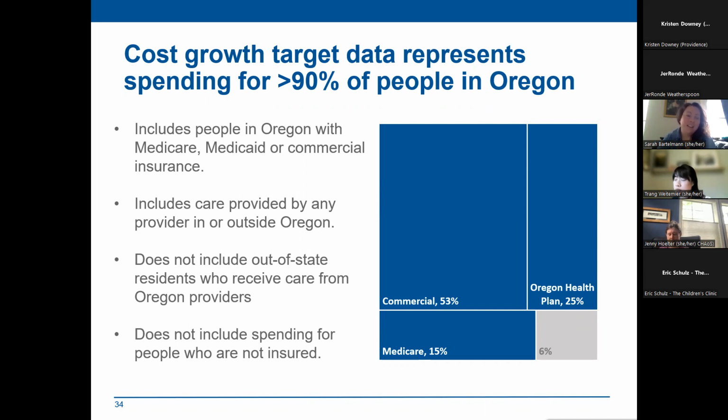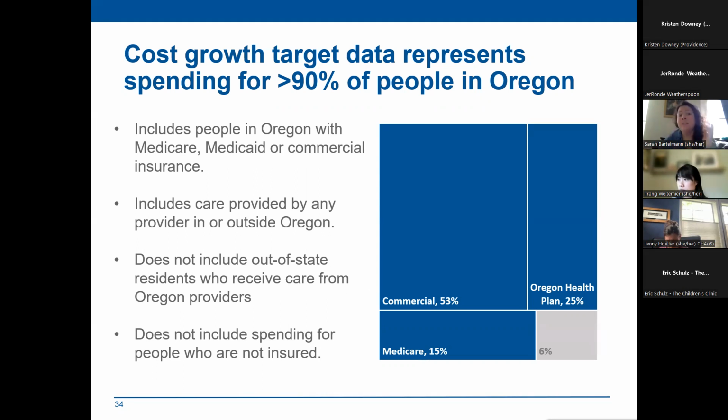So if someone lives in Oregon, has Medicaid, Medicare, or commercial insurance, all of their healthcare spending, whether it's provided by an in-state or an out-of-state provider, is rolled up and included in what we're measuring. We are not including out-of-state residents, people who live outside of Oregon, whether or not they receive care from an Oregon provider. So especially for those organizations that serve cross-border areas, metro area, Eastern Oregon, Southern Oregon, you might have patients from out of state who come see an Oregon provider. We are not including those lives or their associated spending.